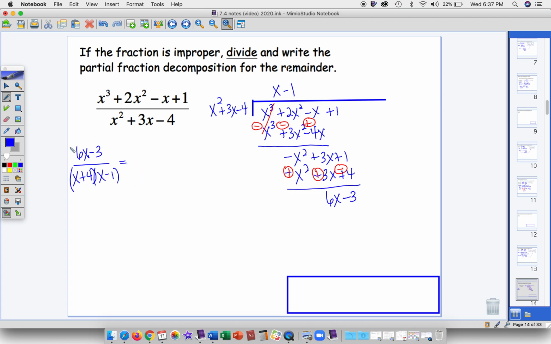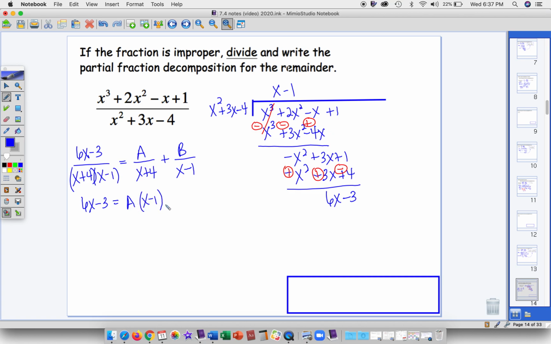And I'm going to do the partial fraction decomposition of this fraction. So I have distinct linear factors. And put a constant in the numerator, constant in this numerator, and now I'm going to multiply through by the common denominator.